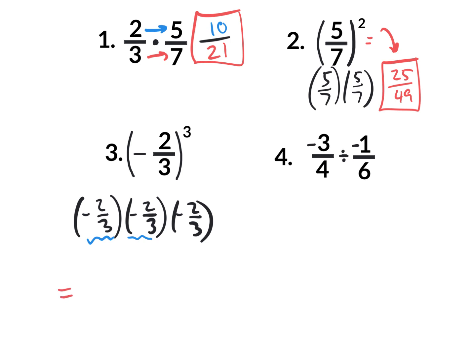So we know our answer is going to be negative. So I don't really have to worry about positives or negatives anymore. I know my answer is going to be negative. Now all I have to do is multiply these fractions, which is really easy. Multiply the top with the top with the top.